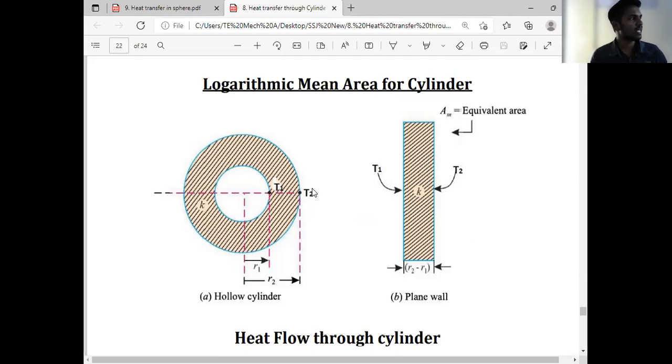For the area of the cylinder, whatever heat transfer takes place through it, the same heat transfer should take place through the plane wall. Okay, so our aim is to calculate this Am value. Do you understand? Whatever plane wall is there, having the equivalent area is Am. So our aim is to calculate that area so that the rate of heat transfer through this cylinder and through that plane wall is the same.